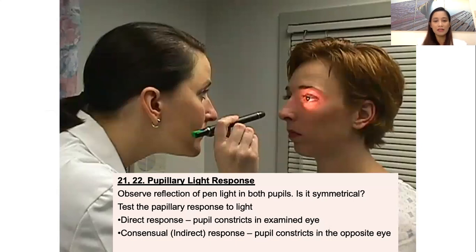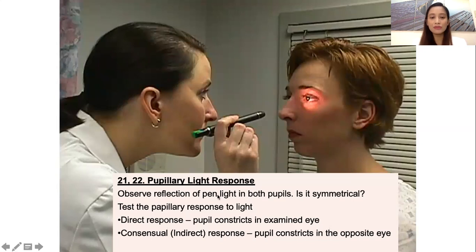Lastly, we will show you how to test. I think I briefly described this earlier, how to test for pupillary light response. You shine a light in your pupil from the side, like that. Observe the reflection of the pen light in both pupils. You shine a light here, and then you see the reflection on the eye. It should be symmetrical. If it's not symmetrical, the patient can have diplopia.